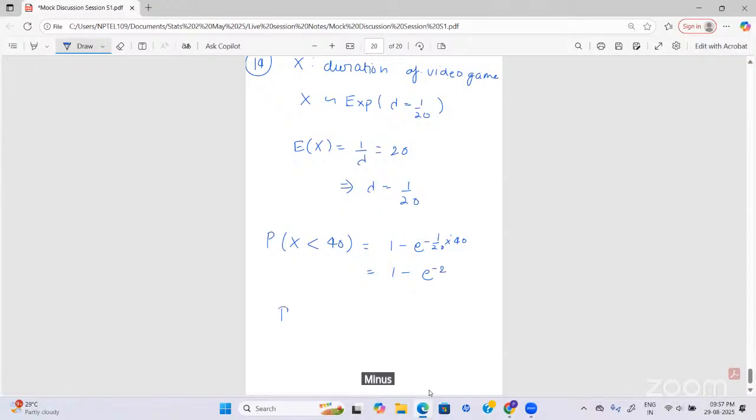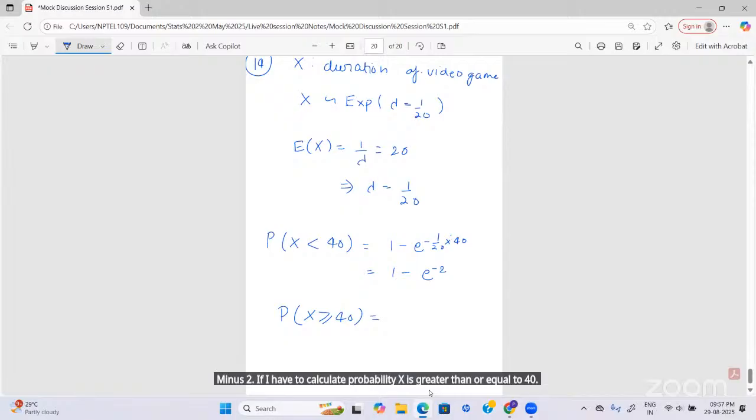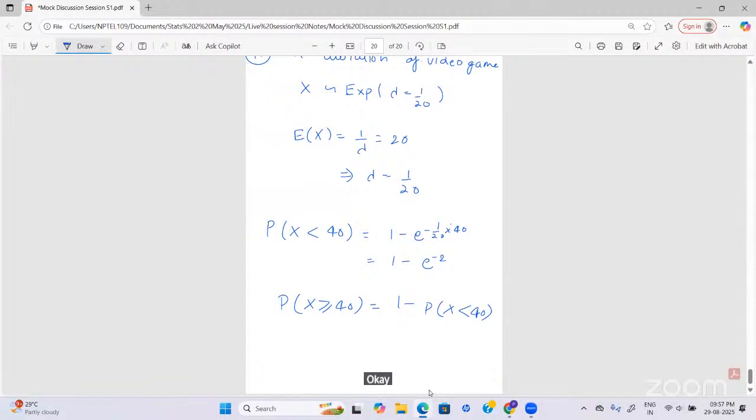If I have to calculate the probability that X is greater than or equal to 40, then it is 1 minus the probability that X is less than 40. So just put the value: 1 minus, so this will be e to the power minus 2.